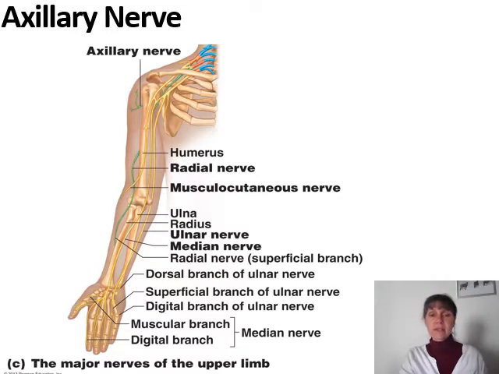The axillary nerve, you can see here a little bit more closely. You can see how in green it comes around here to supply the deltoid muscle. You can't really see the posterior portion of the axillary nerve going to the teres minor. It does.